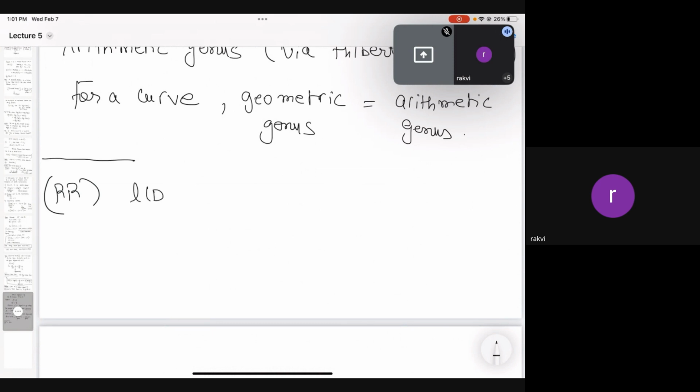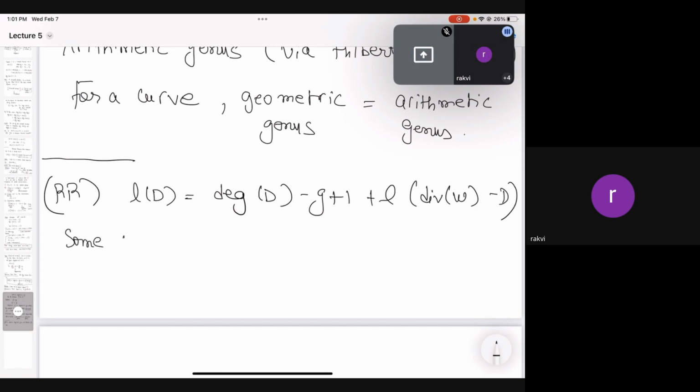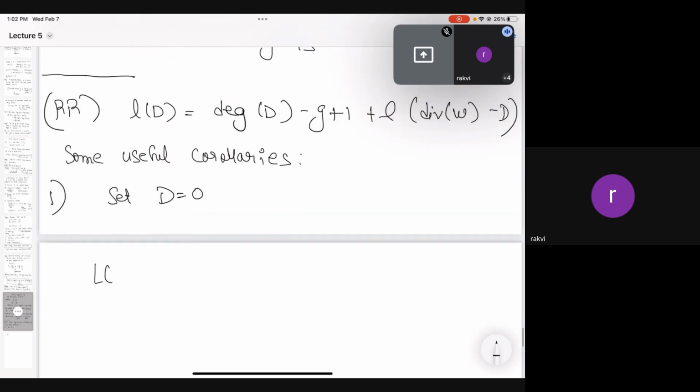So L of D is degree of D minus g plus 1 plus L of the canonical divisor minus D. Now let's see some useful applications or corollaries of this formula. Corollary, because it's a theorem. So suppose we take D to be 0. So set D to be 0, the zero divisor, zero coefficients, everything. So what is L of 0?